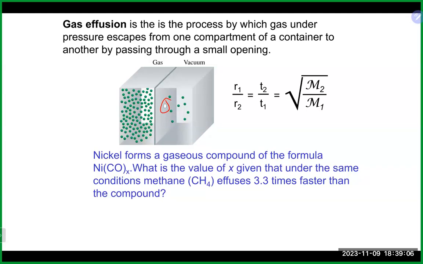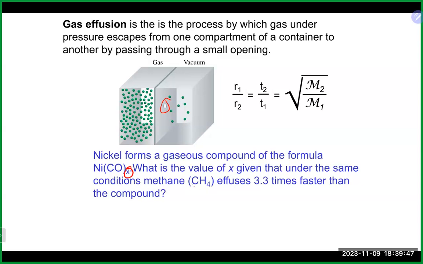So we could use some of this information to help us calculate things like, maybe we know the rate of effusion of an unknown gas versus a known gas. So for example, if we look at this problem here, nickel forms a gas compound with the form Ni(CO)x, and we're not sure what the value of x here is, if under the same conditions, methane effuses 3.3 times faster than that compound. So we can use this information to help us.